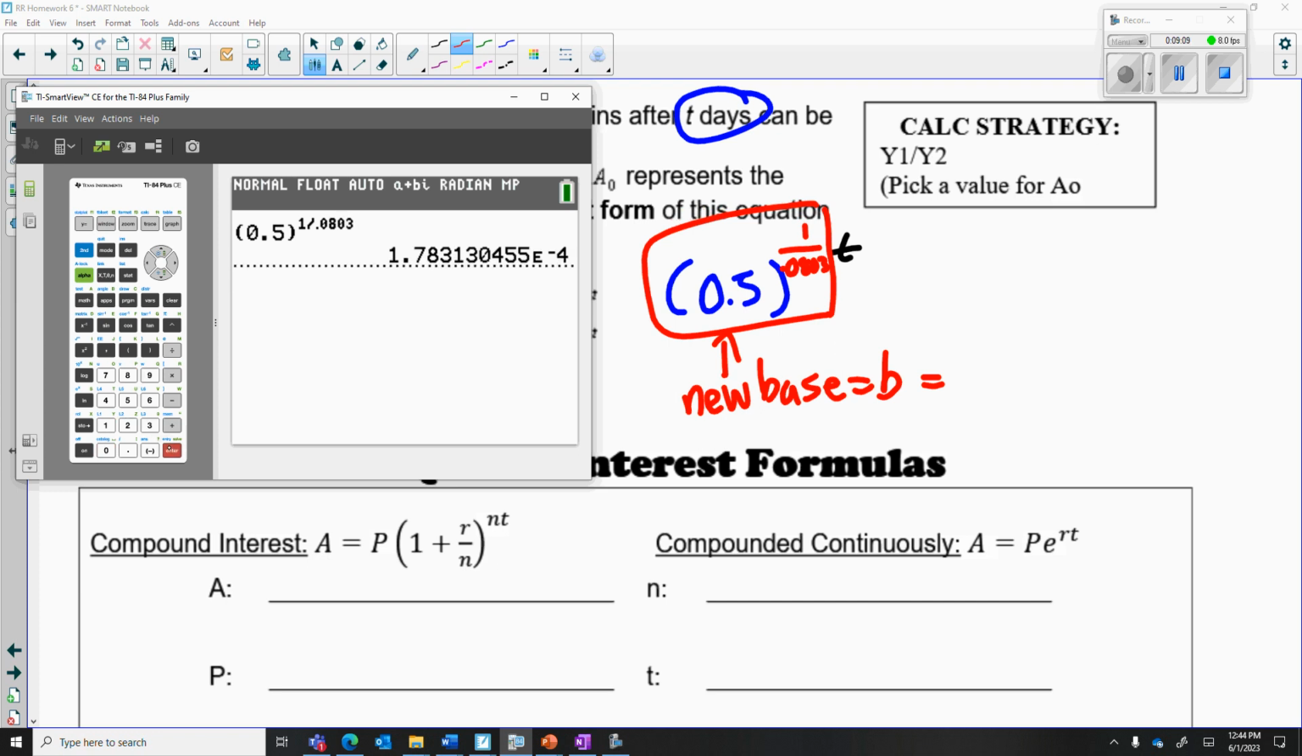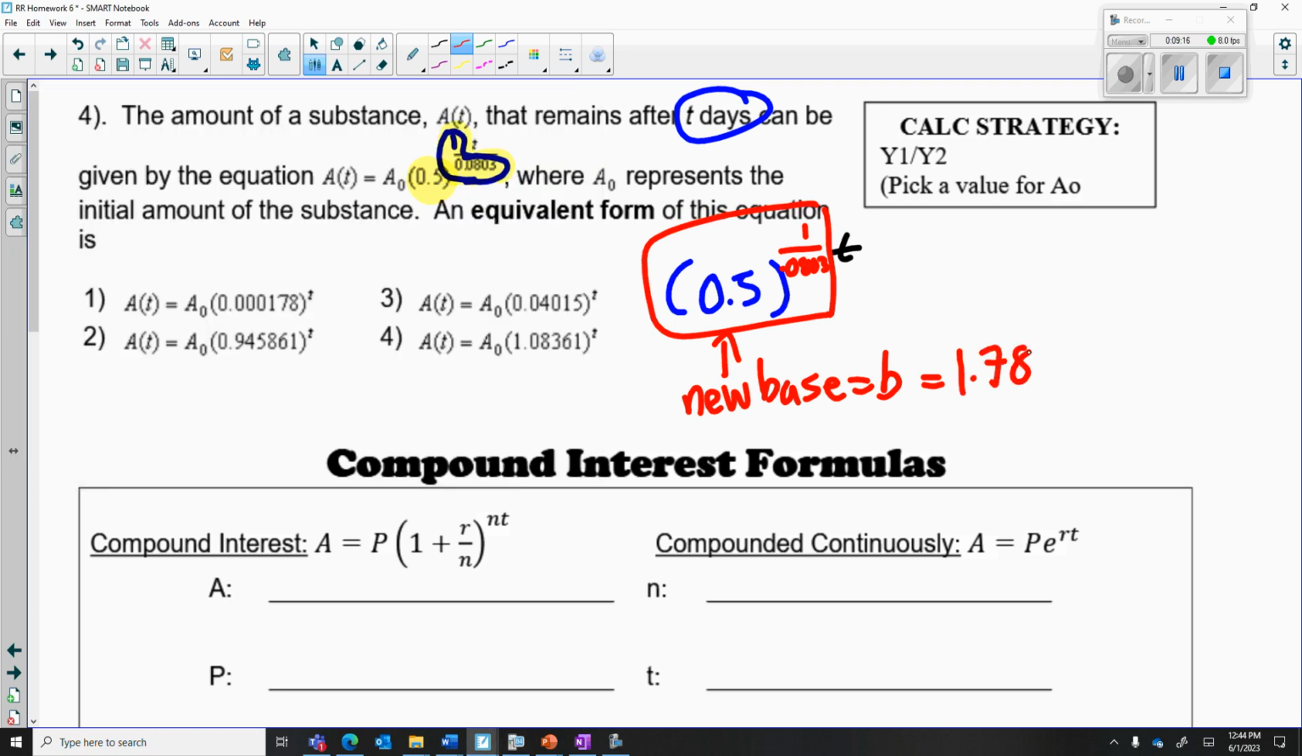So notice I get an E, which means scientific notation, for 1.783 times 10 to the negative fourth power, which really means 3 zeros and then 1783. So this is looking like choice 1.